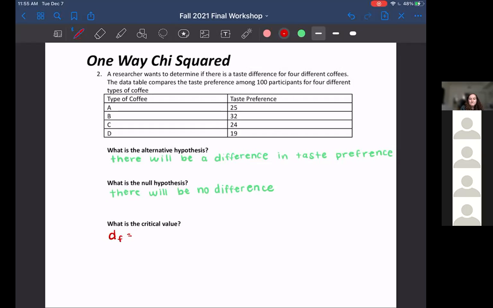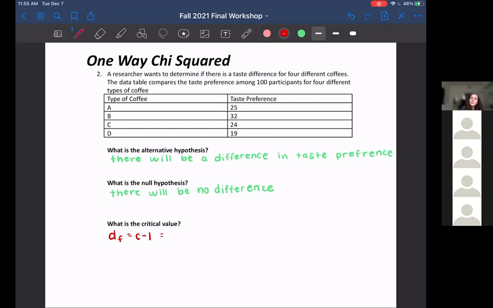N minus 2? For this one, it's not paired. I mean, it probably looks like it's paired, but it's just n minus 1, which is also the same as columns minus 1. So how many columns do we have? Or what would n be?